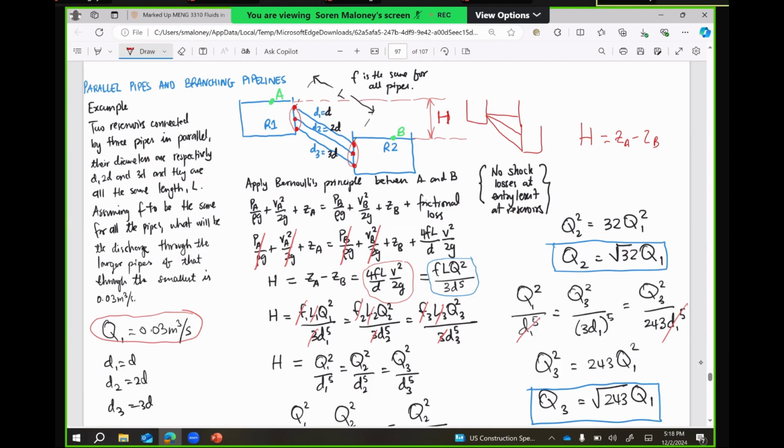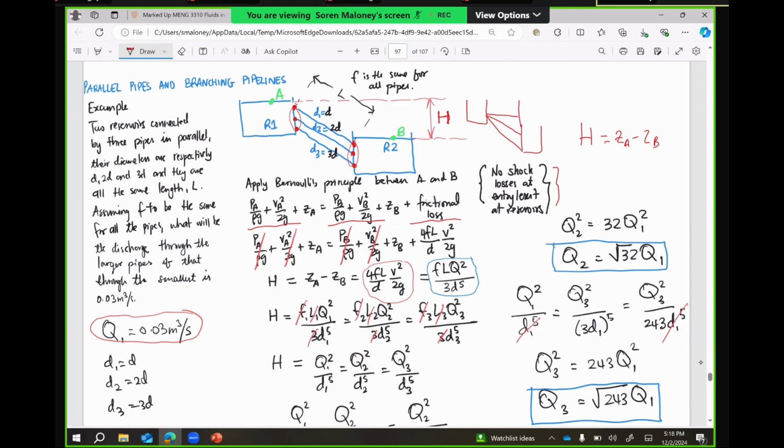Now, remember, I'm going to set up my Bernoulli's principle again, right? You can see here, between A and B, and then I only have frictional loss because the problem doesn't tell me anything about the section where I enter and where I leave the pipe, right? So you can ignore those losses at entry and exit from the reservoir. So you see I have a note here, right? The only loss that we need to consider is the frictional loss in these pipes, right?